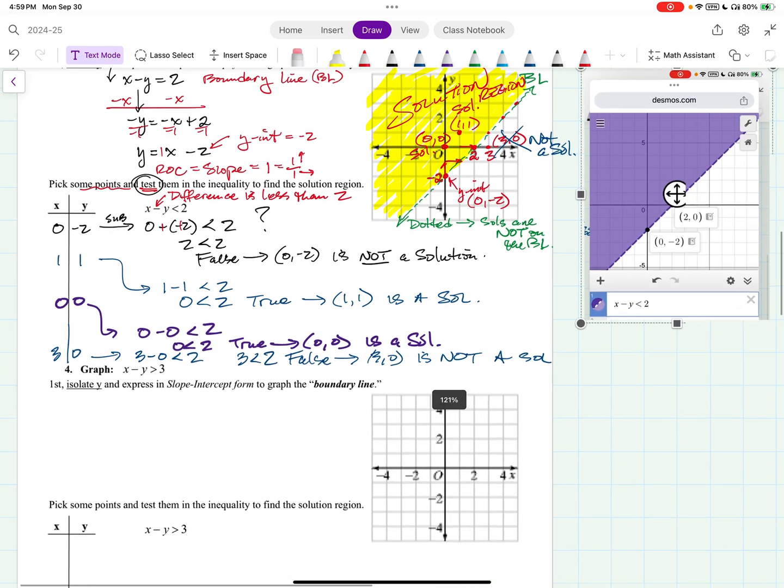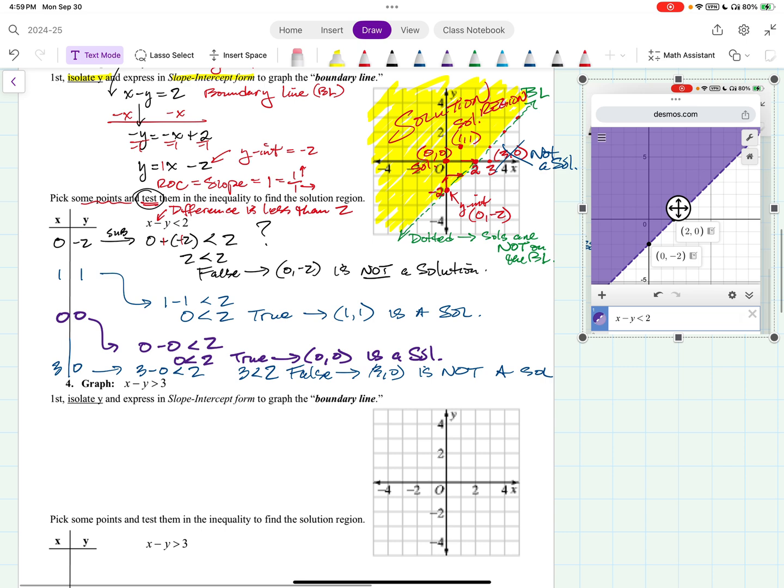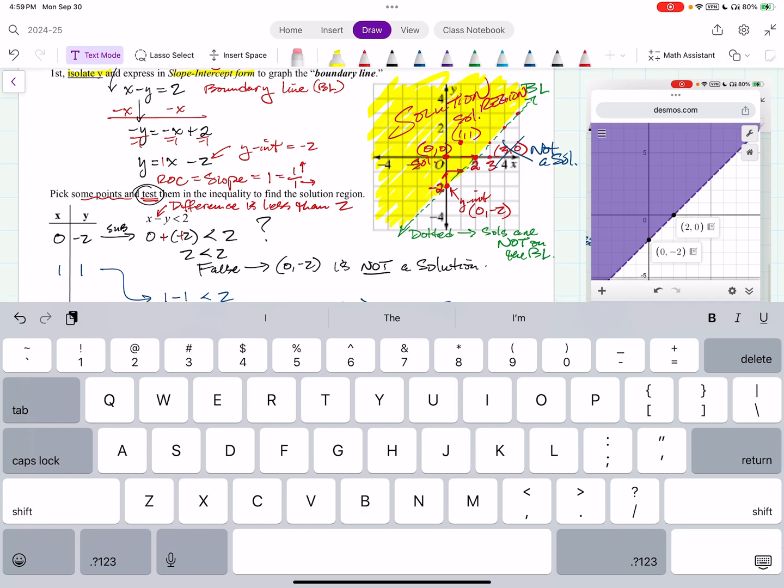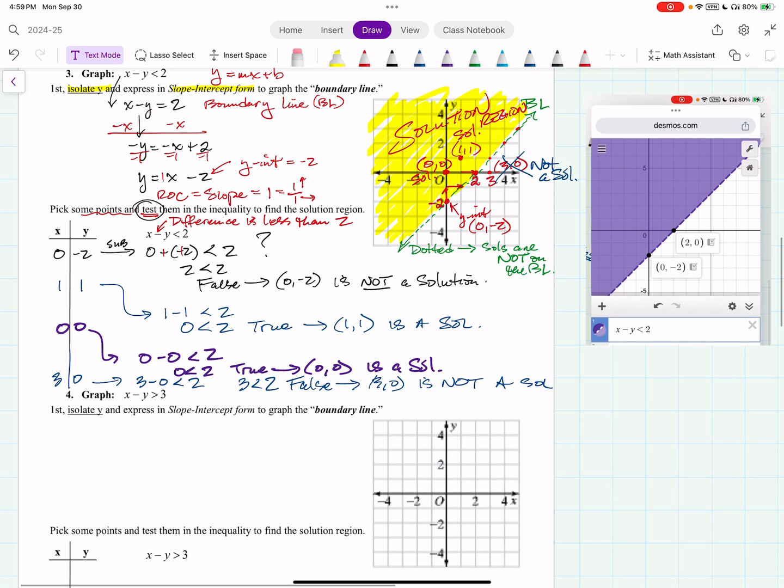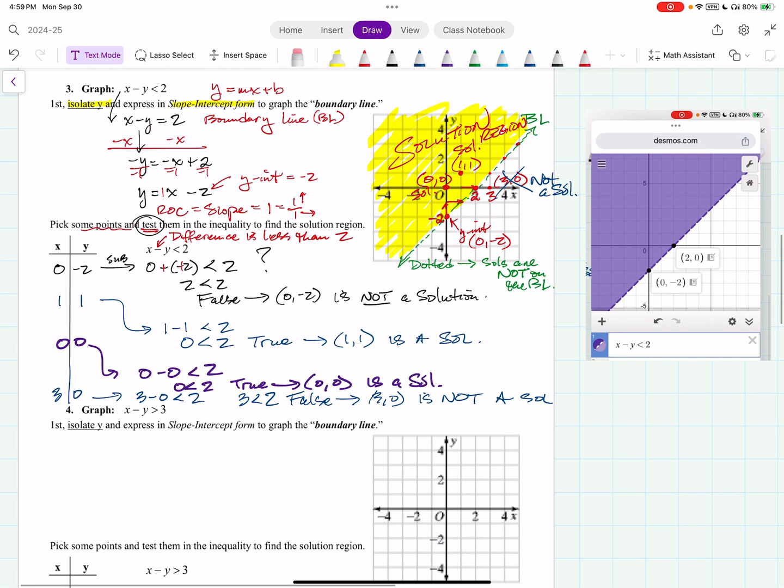So check with Desmos here. Check your work as you go, and if you make mistakes, fix them, learn from them, and then you can get better and better and better. And then there are ways to do this even quicker without testing, but I'm not going to tell you until you figure things out, okay? Because there are ways to do this without testing all these points.